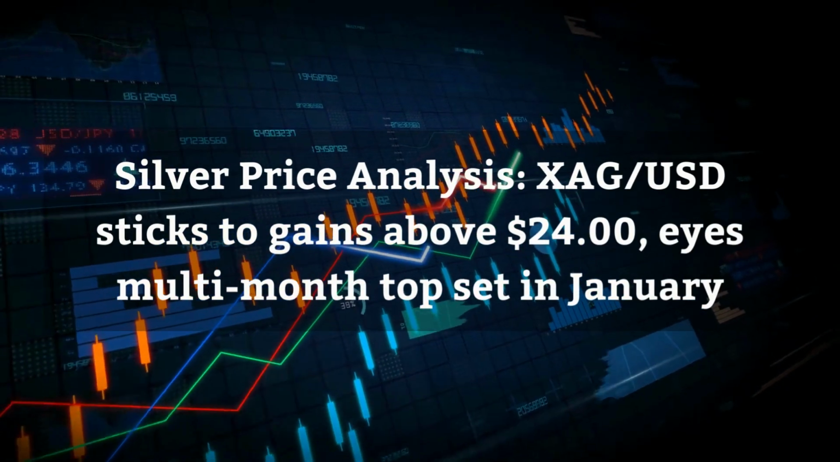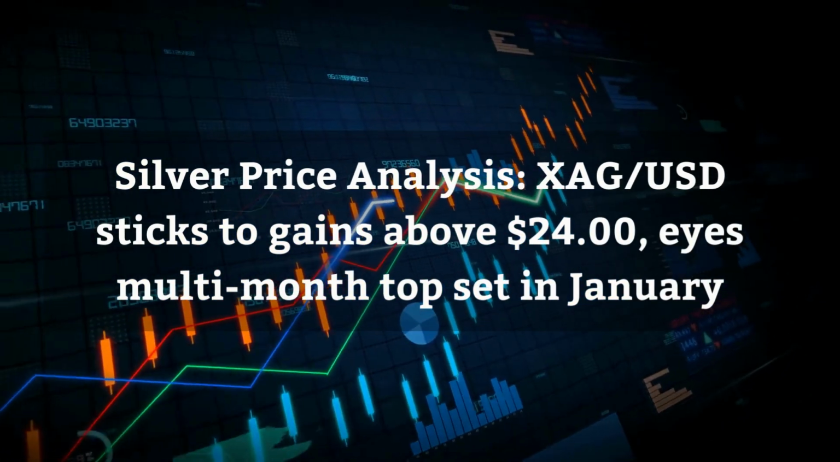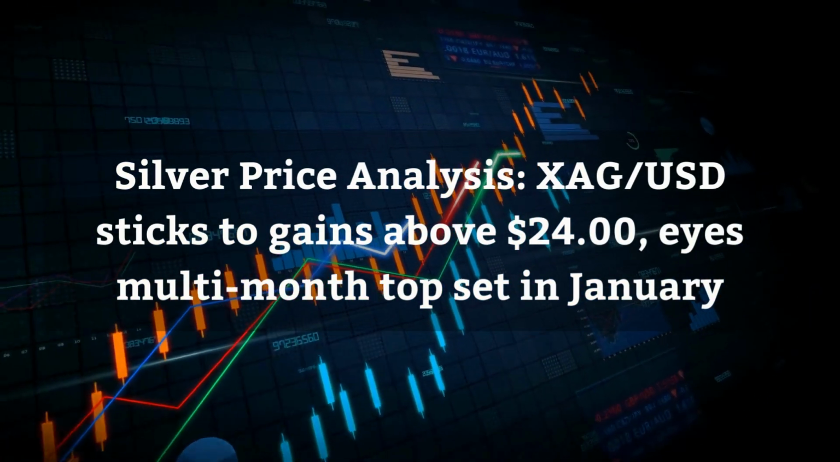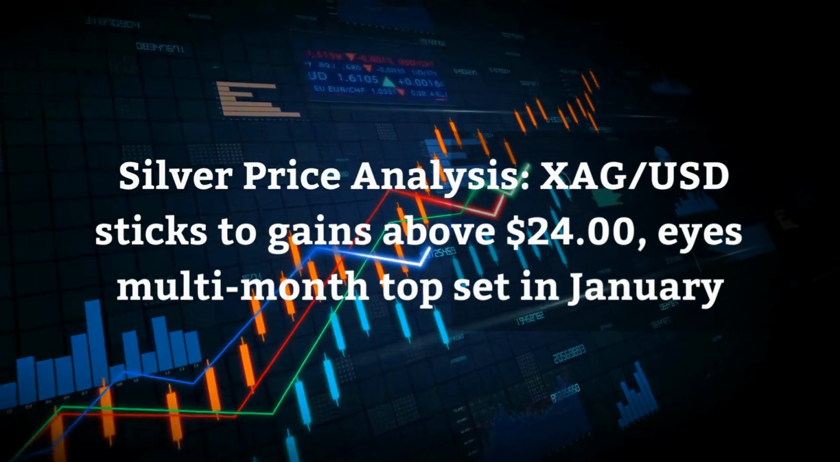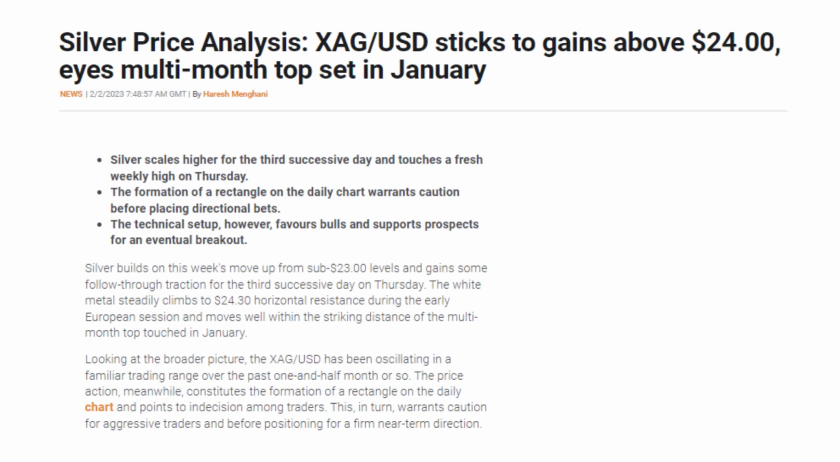Silver price analysis: XAG/USD sticks to gains above $24, eyes multi-month top set in January. Silver scales higher for the third successive day and touches a fresh weekly high on Thursday. The formation of a rectangle on the daily chart warrants caution before placing directional bets. The technical setup, however, favors bulls and supports prospects for an eventual breakout.